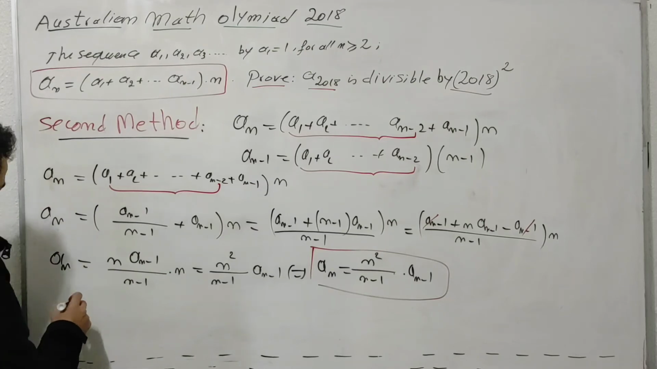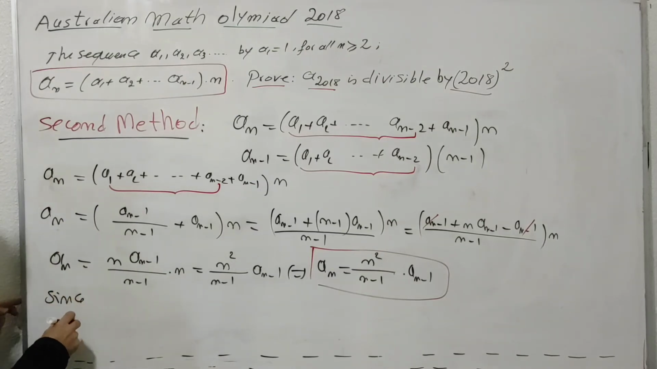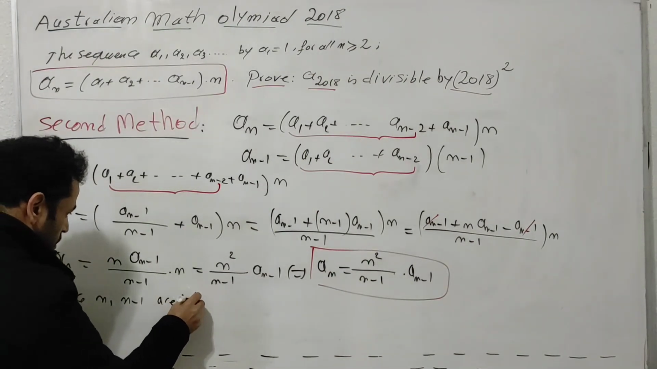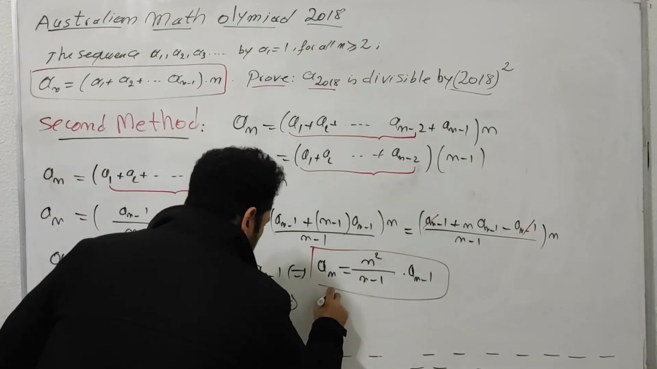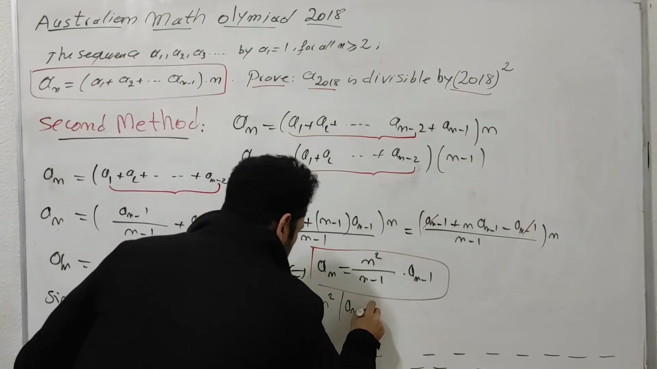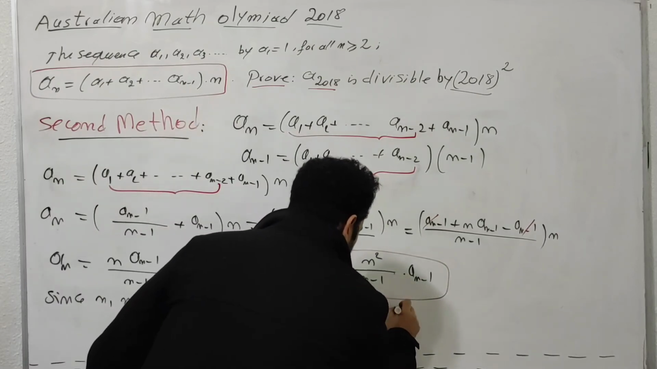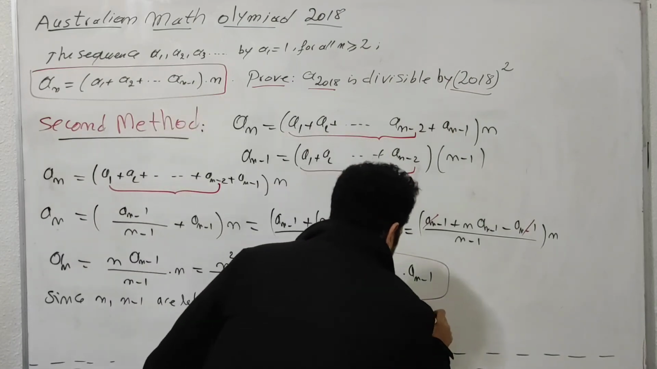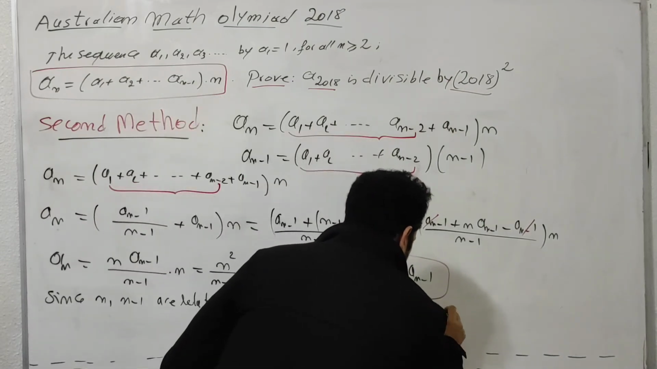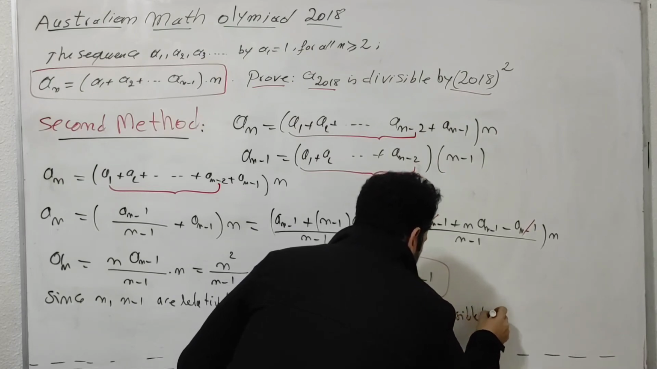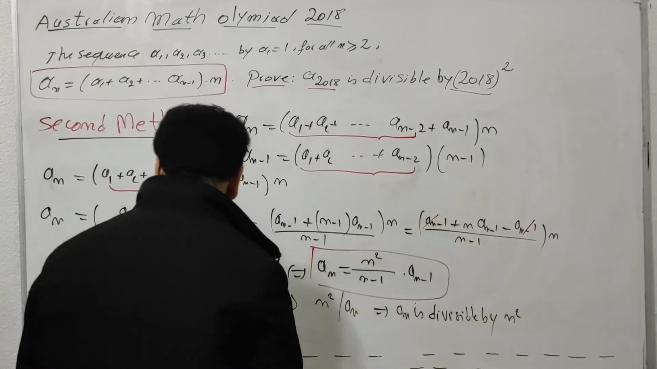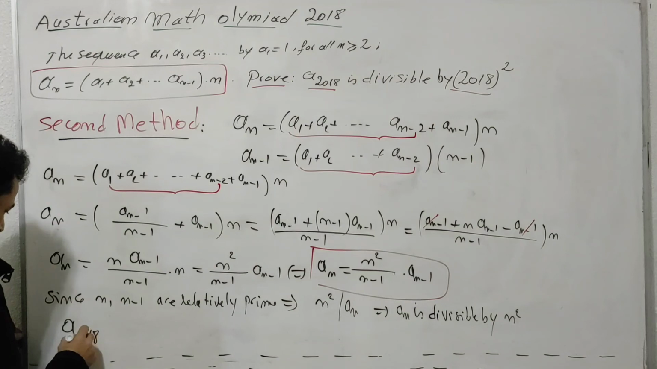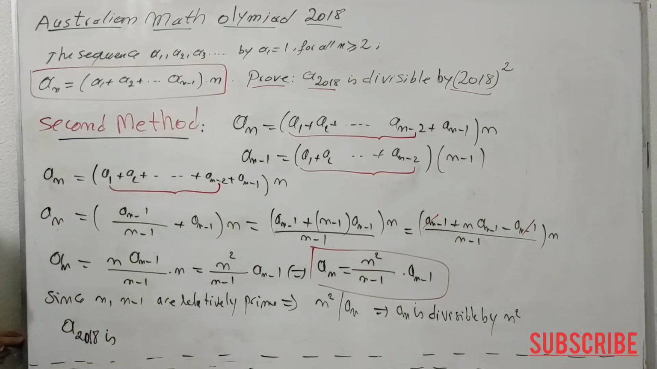Okay, so let's write down this one. Since n and n-1 are relatively prime, this implies n² divides e sub n. In other words, e sub n is divisible by n². Finally, by replacing n with 2018, I will get e sub 2018 is divisible by 2018².